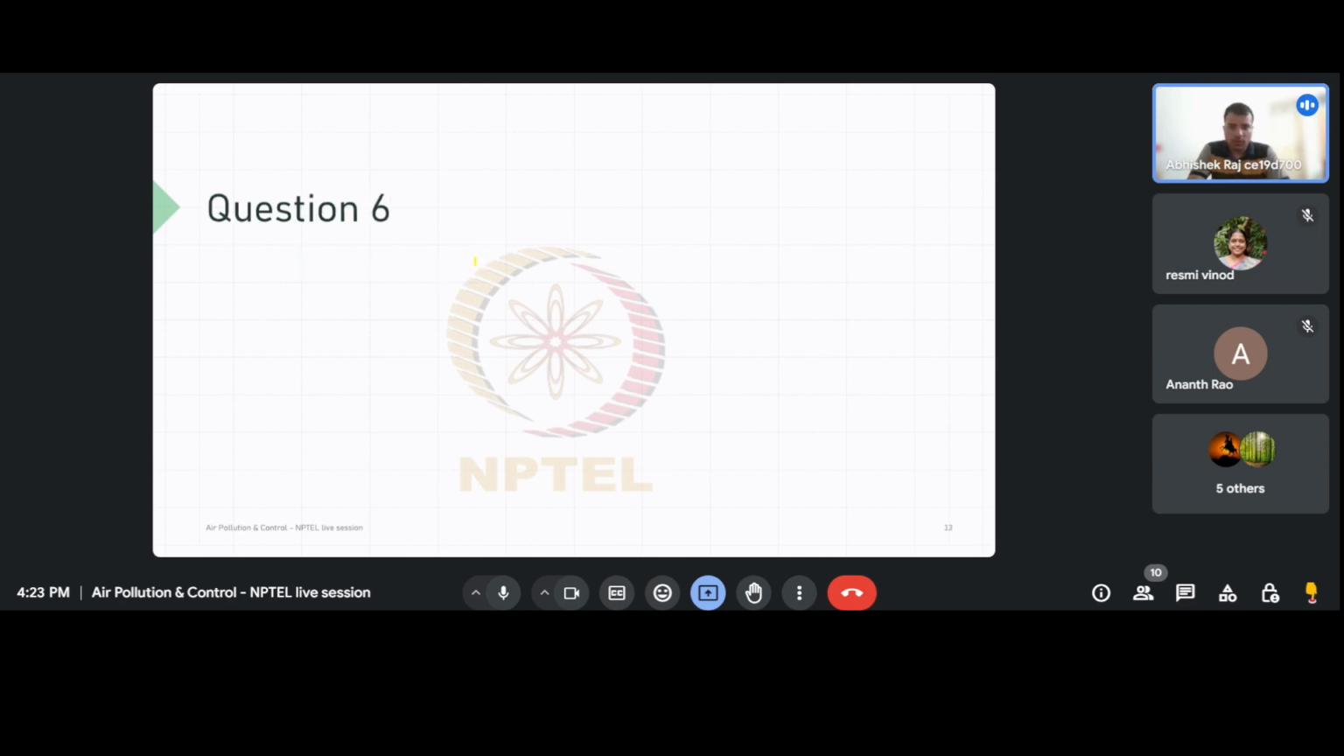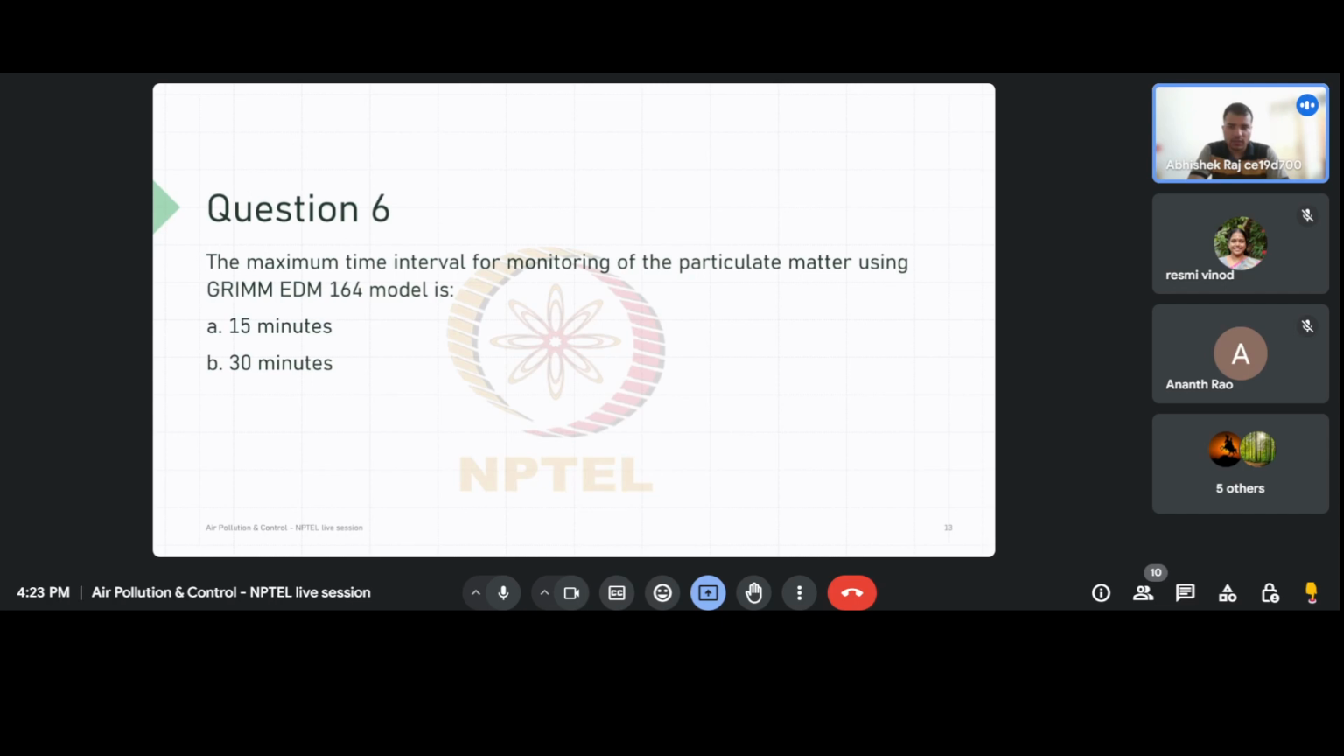Moving to the next question, there is no number mistake here. The maximum time interval for monitoring of the particulate matter using the GRIMM EDM 164 model is: 15 minutes, 30 minutes, 45 minutes, or 60 minutes.